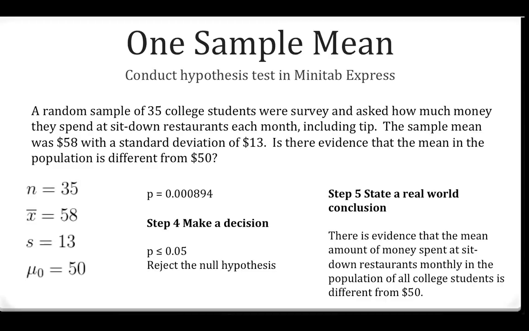I'm going to take you to Minitab Express now to show you how steps 2 and 3 could be conducted there. The information that we'll need is that n equals 35, the sample mean equals 58, the sample standard deviation equals 13, the null parameter is 50, and that this is a two-tailed test. Let's go to Minitab Express now to see how that can be done.